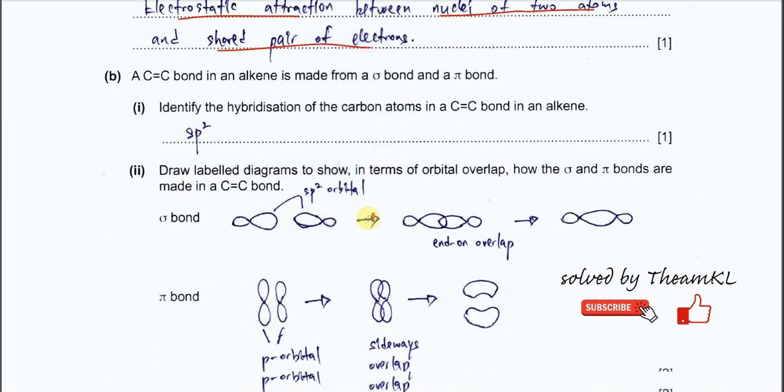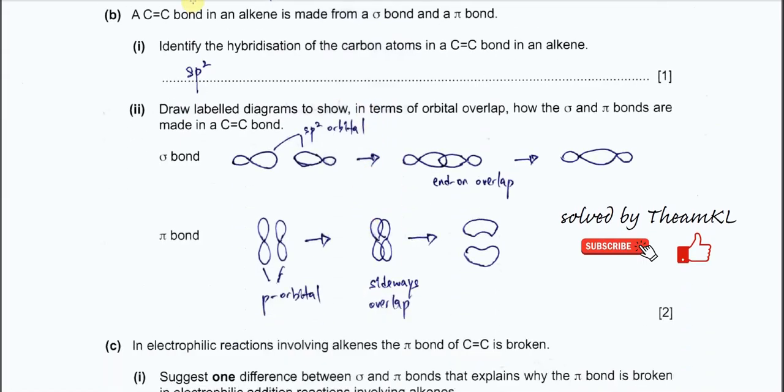Part B. A C=C double bond in an alkene is made from a sigma bond and a pi bond. Meaning the C=C double bond is going to have one sigma bond and one pi bond. Okay, part 1. Identify the hybridization of carbon atoms in the C=C double bond in an alkene.